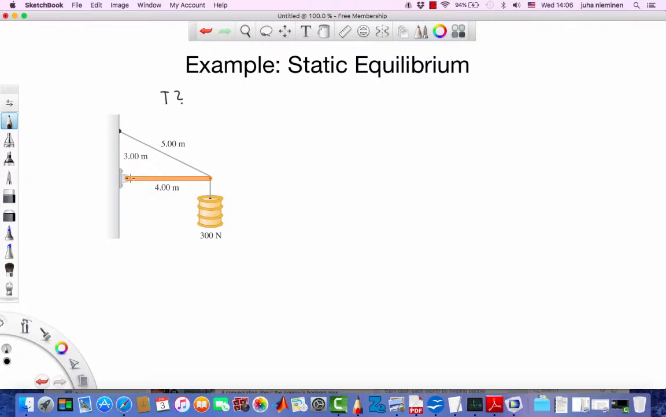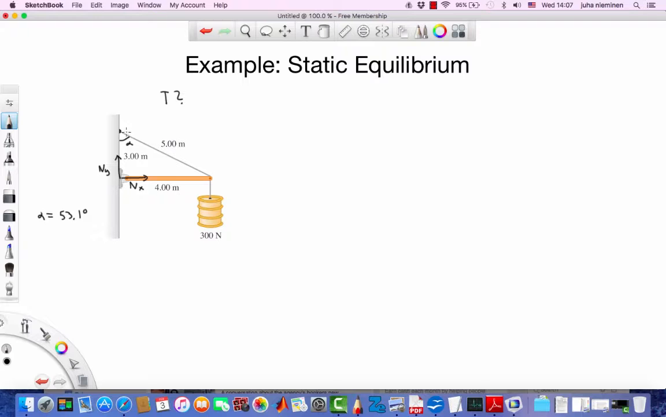It's a rigid body, so we don't really know its direction, so the best we can do is to divide it into two components. Let's call this ny, and the horizontal component just nx. From this geometry we can calculate these angles, and here we have angle alpha. Alpha is 53.1 degrees.